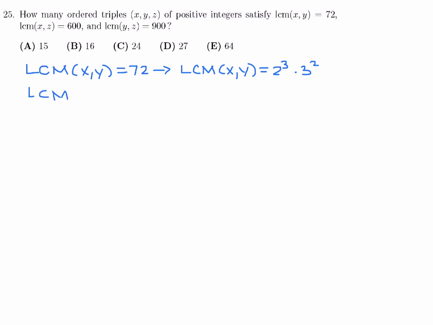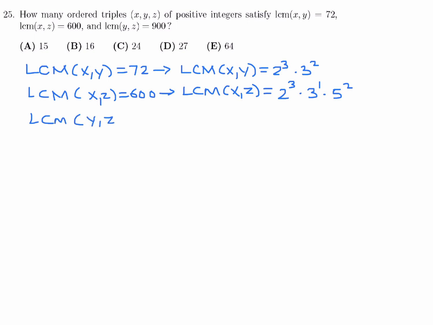All right, moving in the same way, the next one is xz, and that's 600. So that means LCM of xz is the prime factorization of 600, which would be 2 to the power of 3 times 3 to the power of 1 times 5 to the power of 2. And then the LCM of the next one is yz, and that's 900. So breaking that up into prime factors, we would get 2 to the power of 2, 3 to the power of 2, and 5 to the power of 2. Okay.